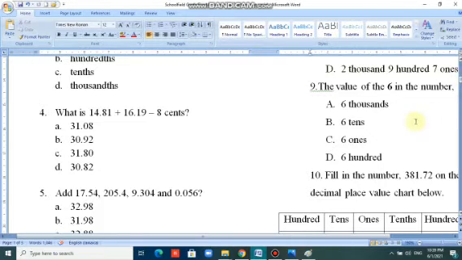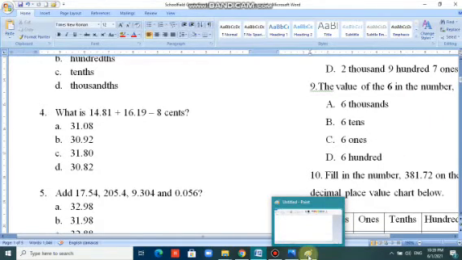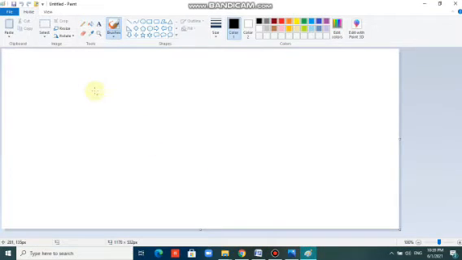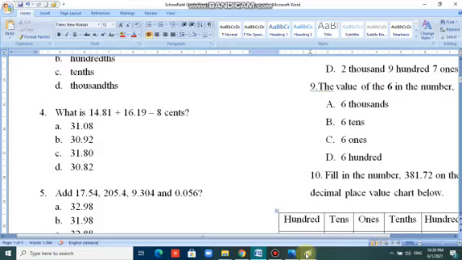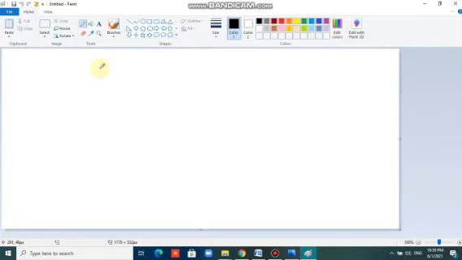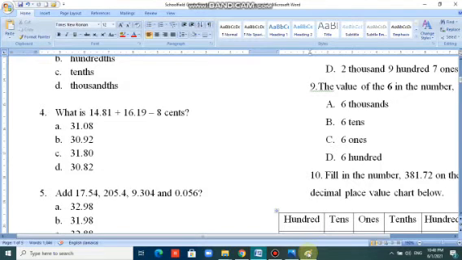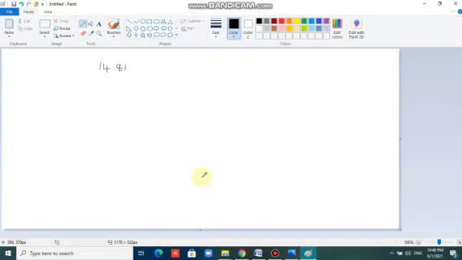Let us work it. So the first one is, what is it? Let me get my pencil. Let me go back to it as quickly as possible. So it's 14.81. Forgive my writing, trying my best here. So it's 14.81 plus 16.19.